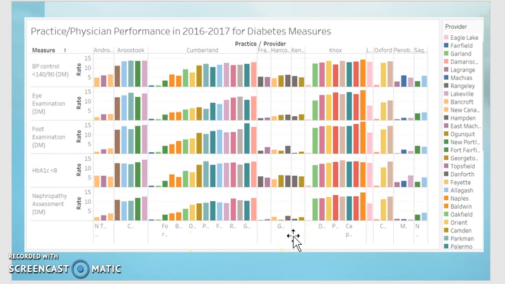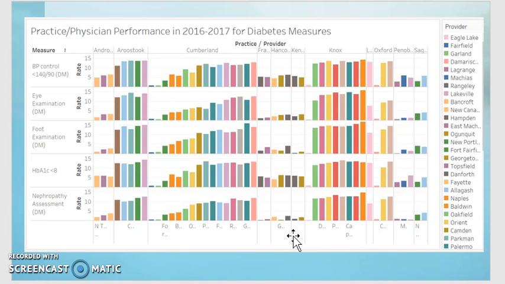As you can see, we had several practices across the top and then across the bottom. For the sake of this particular presentation, we didn't highlight the physicians, to keep them anonymous here. But we showed you the rate at which these physicians were measuring and documenting the patient's blood pressure control, eye exam, foot exam, hemoglobin A1C, and the nephropathy assessment.